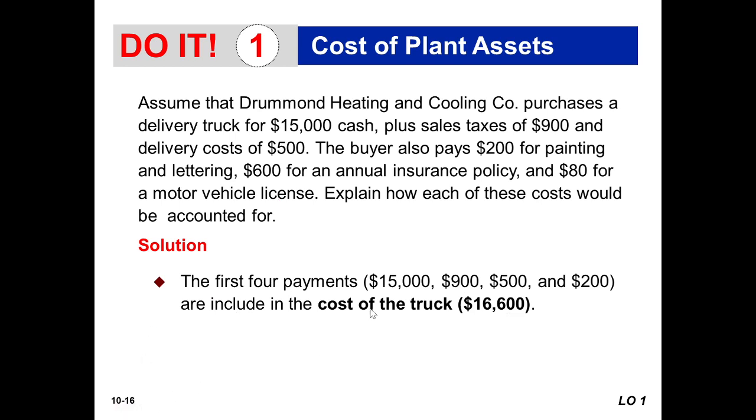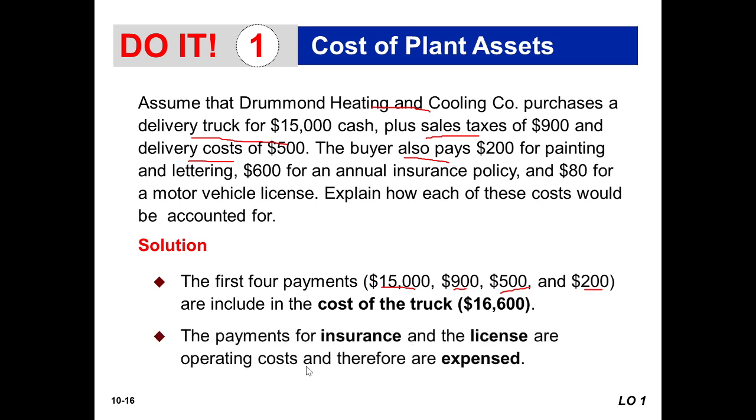That means this 15,000 is the purchase cost, plus sales tax 900. This is the sales tax related to this heating and cooling company, and then 500 is the delivery cost, and the buyer also pays 200 for painting and lettering. And then the payments of insurance and license are operating costs and therefore are expensed.